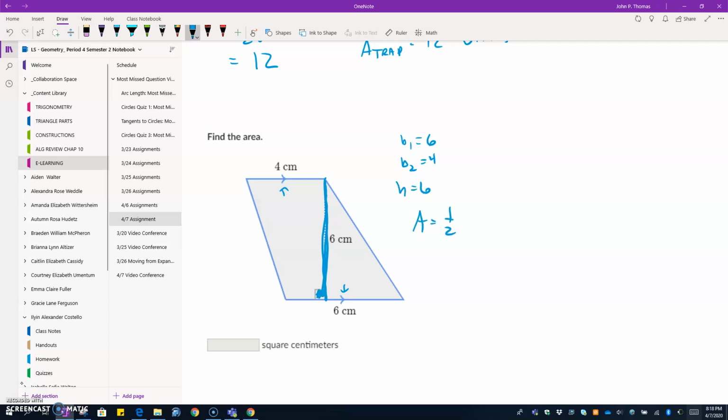So area equals 1/2, small quantity times the sum. The height is going to be 6, and the two bases are 6 and 4, which gives us 10. That's going to be 3 times 10, which is 30. So our answer for this one would be 30. They did give me units here, so we're going to do centimeters squared or square centimeters.